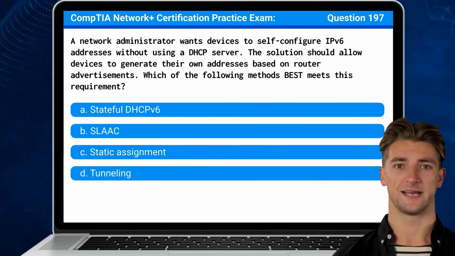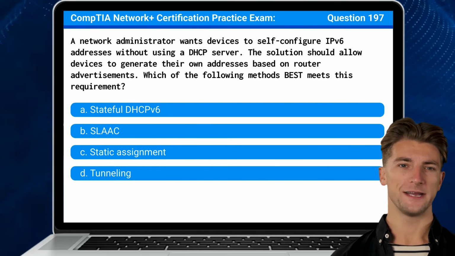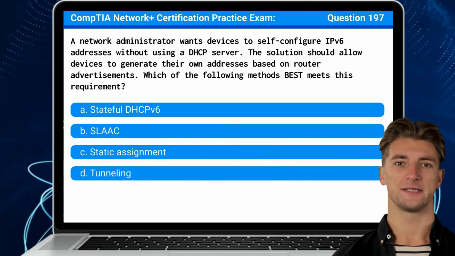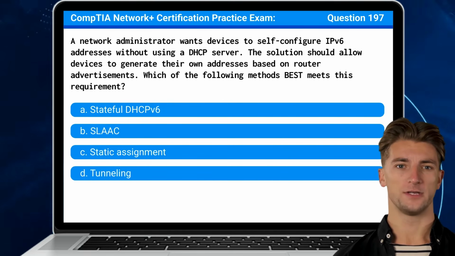Question 197. A network administrator wants devices to self-configure IPv6 addresses without using a DHCP server. The solution should allow devices to generate their own addresses based on router advertisements. Which of the following methods best meets this requirement?